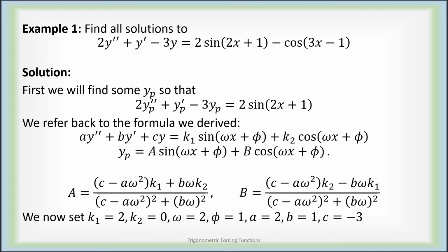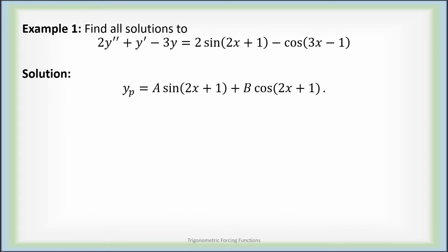So all we have to do is match this to the information we have. We have values for a, b, and c. They are 2, 1, and negative 3. We also know that omega is 2 and phi is 1. Also, k1, the number in front of the sine function, is 2. And what value do I have in front of my cosine function? Well, 0, because it's just not there. So we have k1 is 2, k2 is 0, omega is 2, phi is 1, a is 2, b is 1, c is minus 3, and we just have to plug that into all of this.